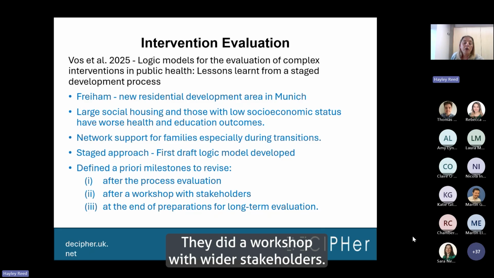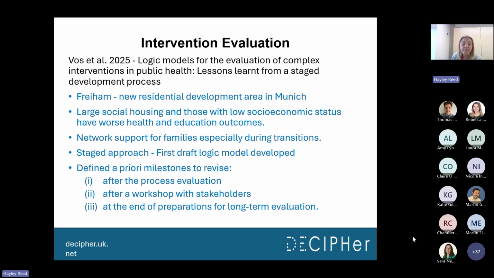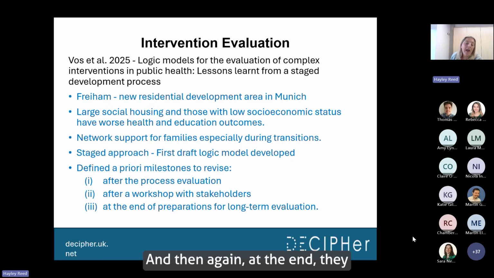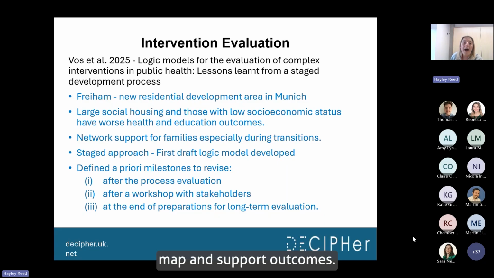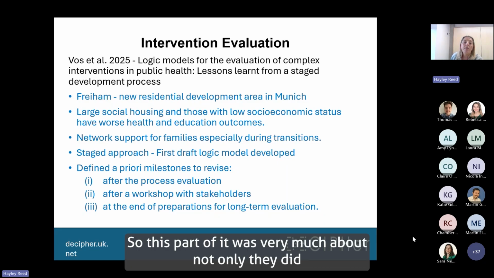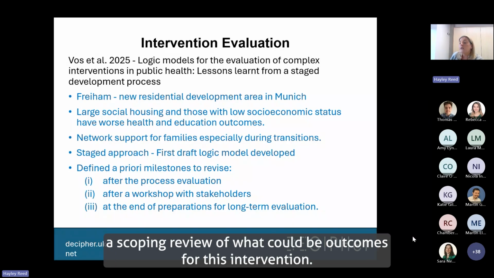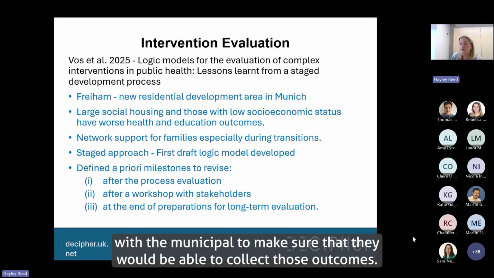They did a workshop with wider stakeholders. And then again, at the end, they looked at how they could map and support outcomes. So this part of it was very much about not only did they do a scope and review of what could be outcomes for this intervention, but then they worked with the municipal to make sure that they would be able to collect those outcomes.